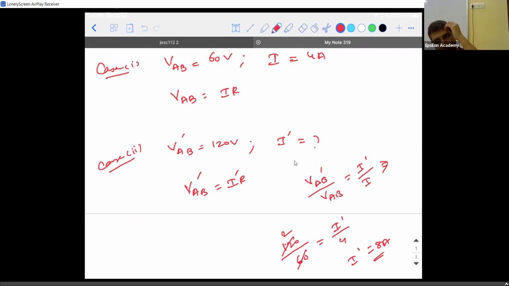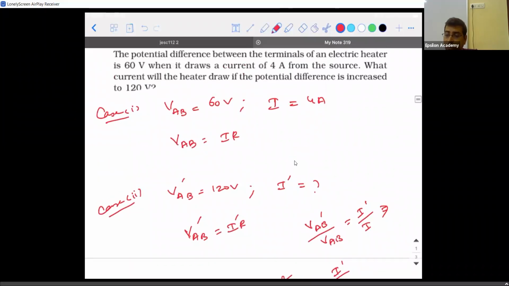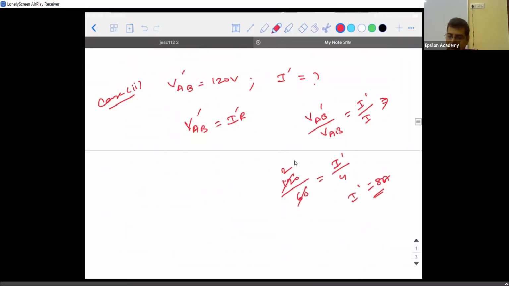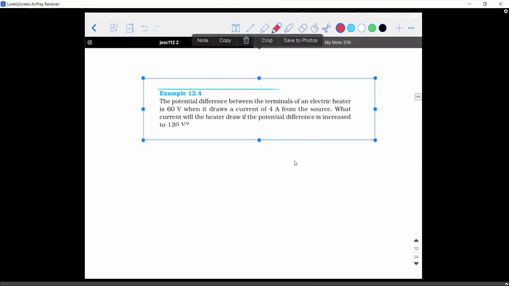In your textbook, they would have done it in a different way. They would have found the resistance from the first, then substituted in the second. That is also right. But this is a smarter way, because we don't need the value of resistance. Did they ask? No. I hope it is clear, guys. Yes, sir.